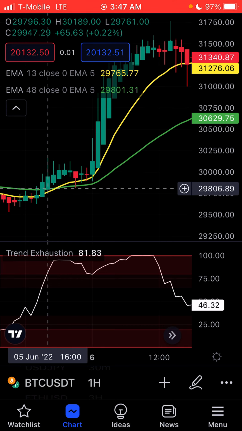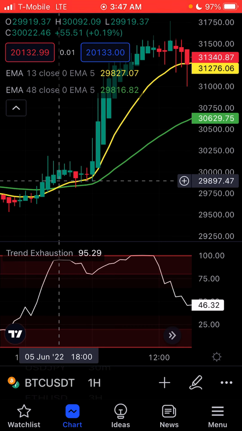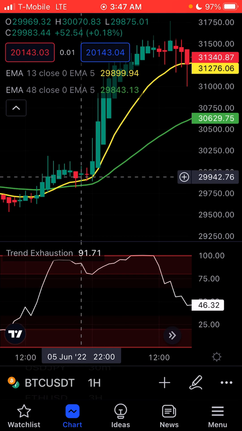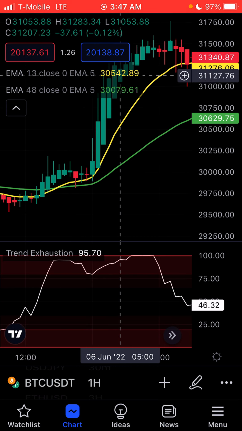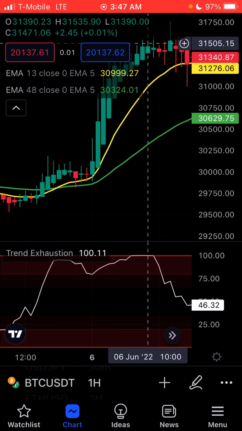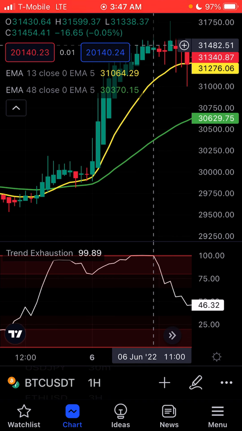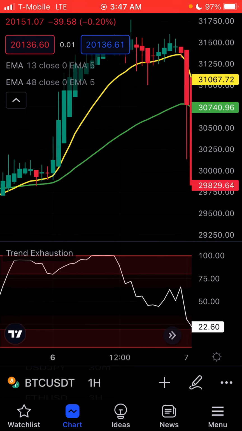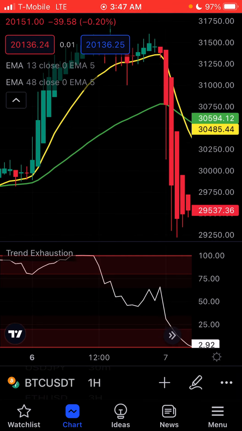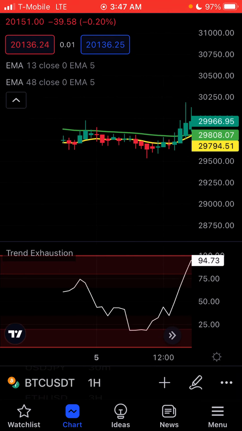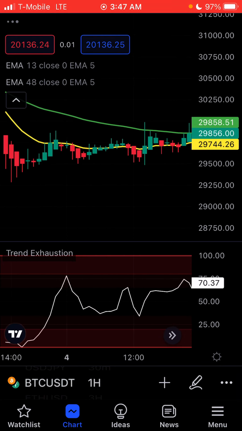So what do you do? You buy in here, and if you look at the trend exhaustion, you'll notice it's at the very top right here. It's at the top of the trend exhaustion. So what usually happens? There's nowhere for it to go. It's going to start going down. You know that it's at the top of the trend exhaustion, so it's going to start going down. So that's what happened. Let's see if we can find one more example here.